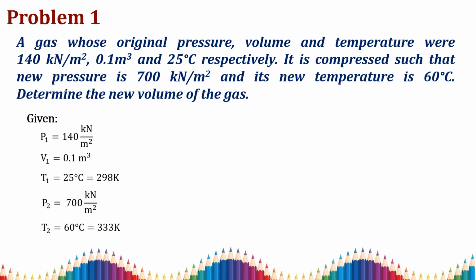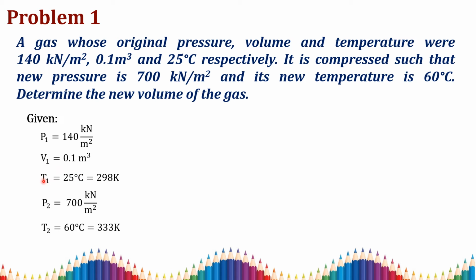From the problem, we have understood that the gas has an original pressure. The initial pressure is denoted by the letter P1. Then there is the initial volume and the initial temperature, correspondingly given as P1 equal to 140 kilonewton per meter square, initial volume V1 equal to 0.1 meter cube, and temperature T1 equal to 25 degrees Celsius.